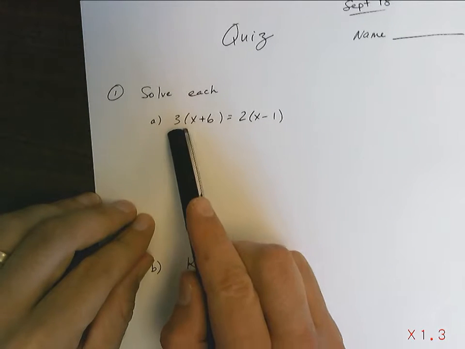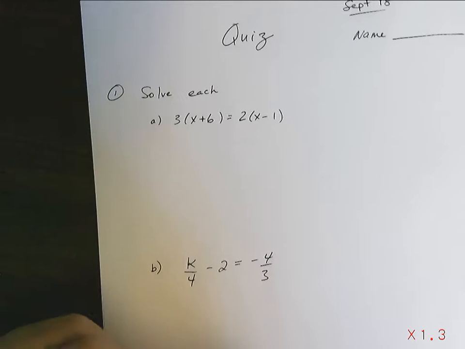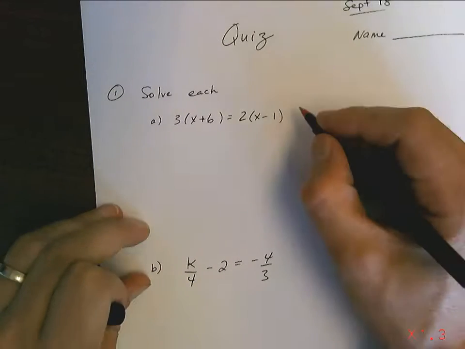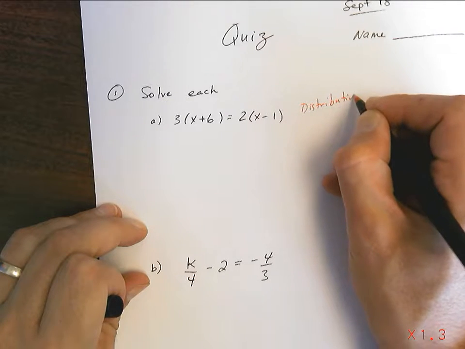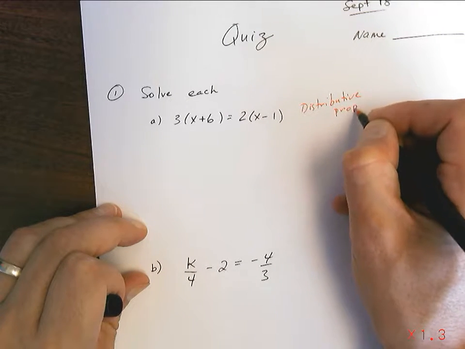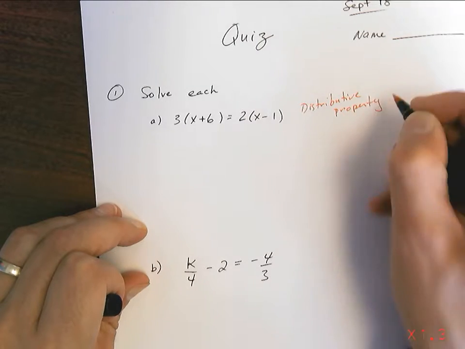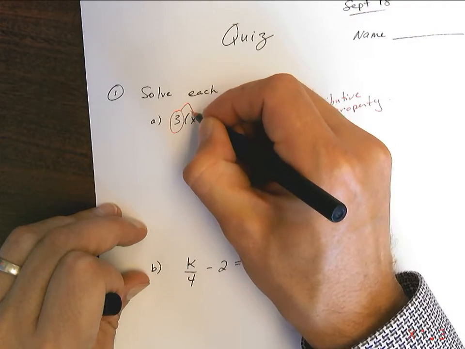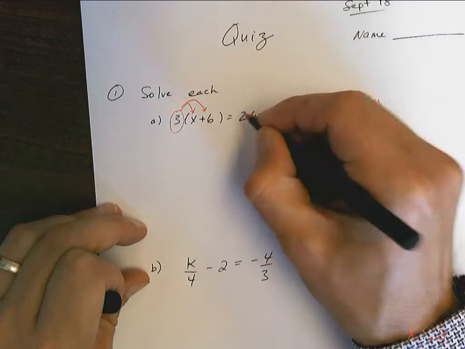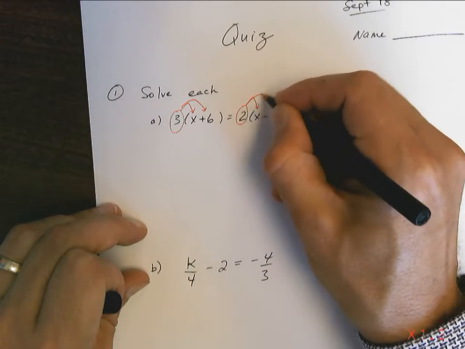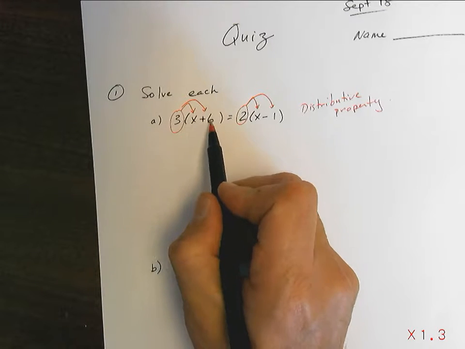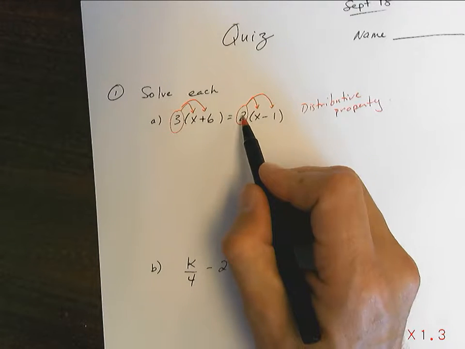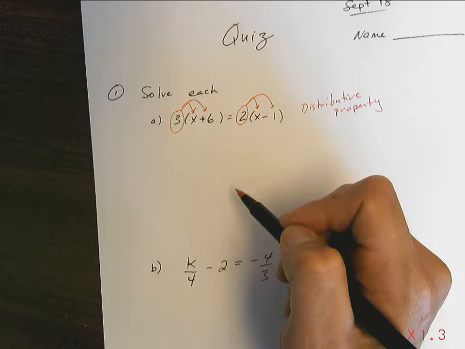So solve each. A. 3 bracket x plus 6 equals 2 bracket x minus 1. So we're going to make use of something called the distributive property. We're going to take that 3 and multiply it inside the brackets. We're going to take that 2 and multiply it inside the brackets. You have to remember that this 3 goes to each and every term inside the bracket, and this 2 goes to each and every term inside the bracket.